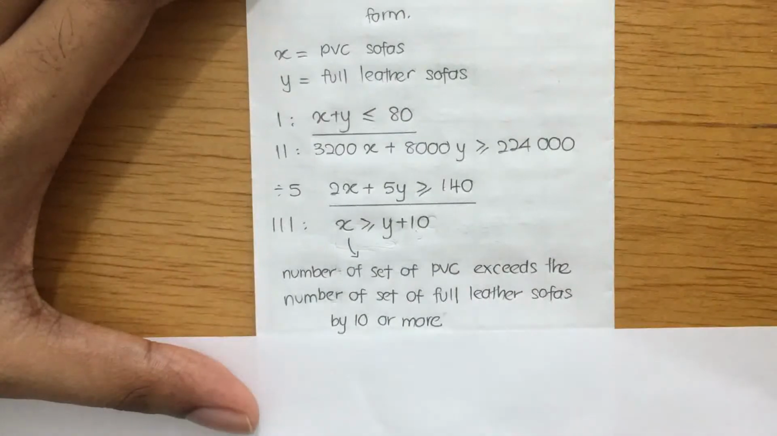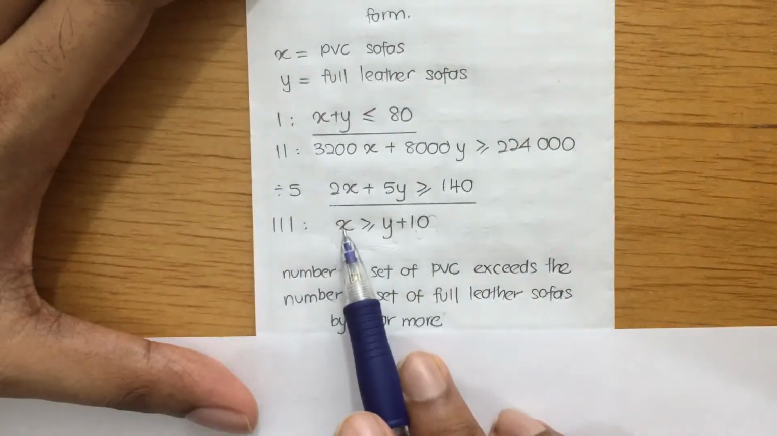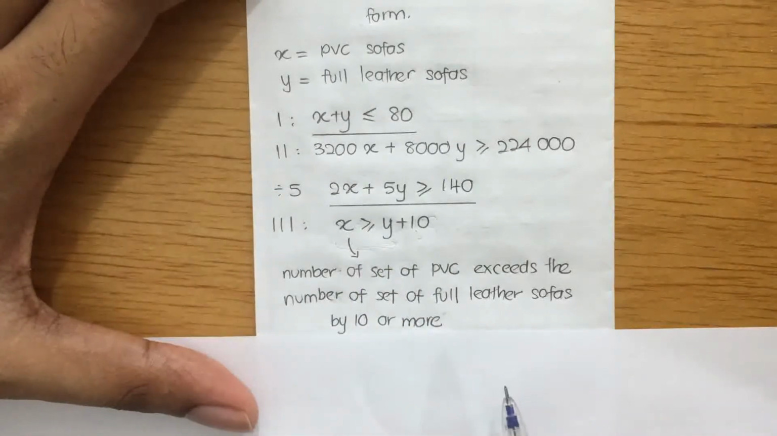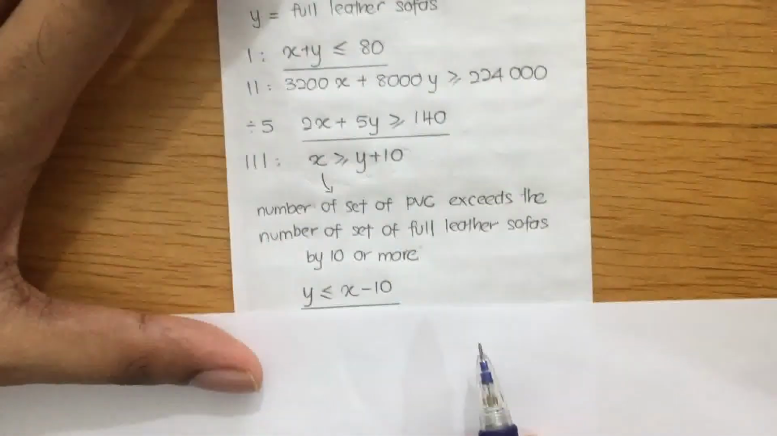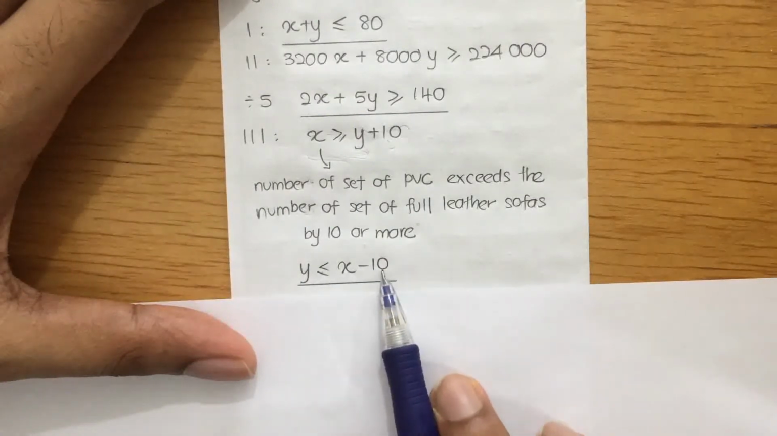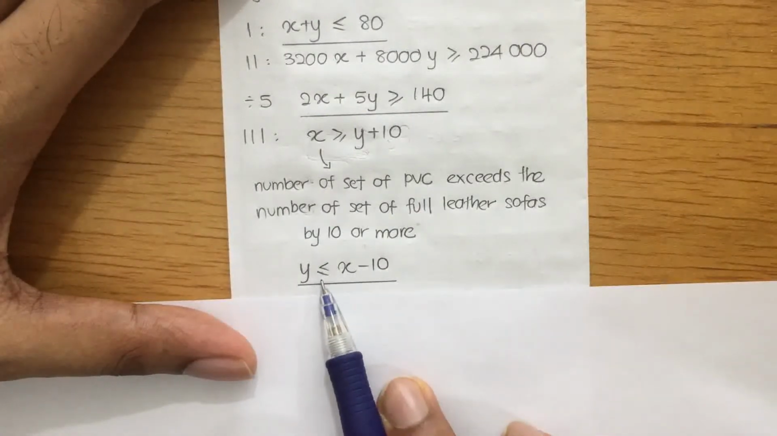But when you want to plot the straight line graph, you cannot plot in terms of X. You need to come up in terms of Y. So how to come up in terms of Y? It's going to be in this form: Y is less than or equal to X minus 10. So we flip the inequality sign over here.